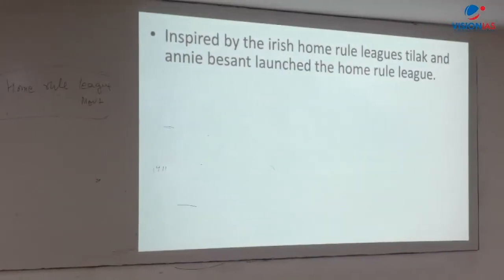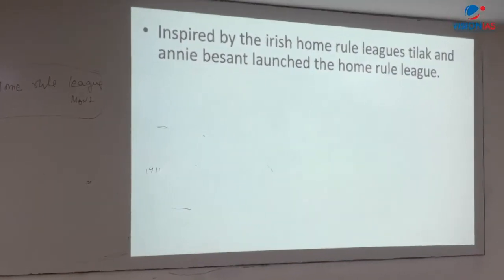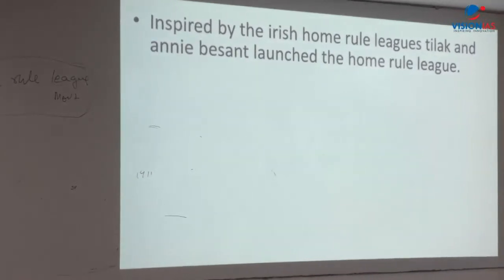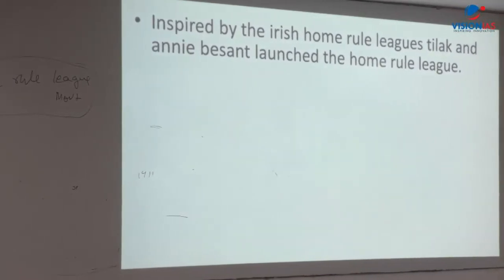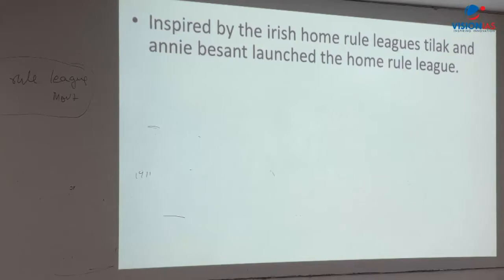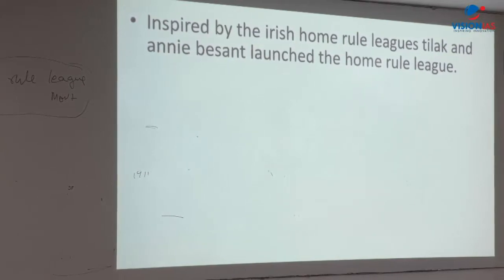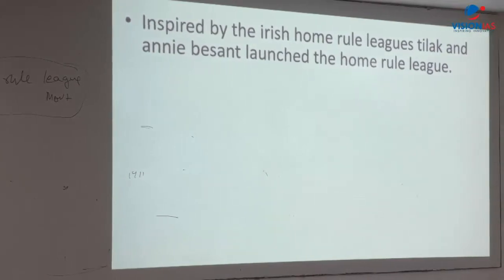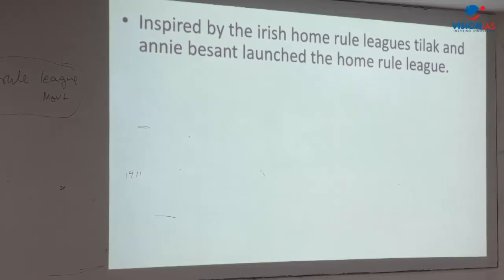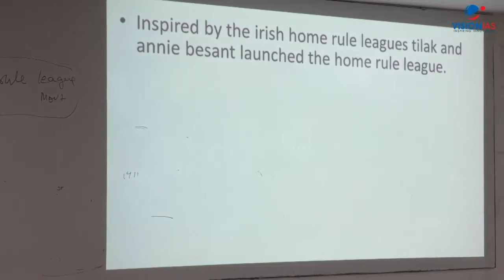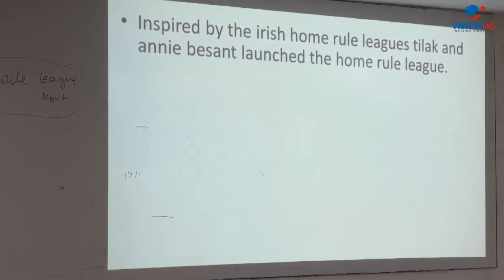Annie Besant was inspired by the Irish Home Rule Leagues, because at the same time there were Irish Home Rule Leagues in Ireland also, which had also been formed, and there the Irish had also demanded that the British should devolve power immediately after the war if they want the support of the Irish. So the United Kingdom has Ireland, Scotland, all of these things under the United Kingdom. Then they were the white colonies under the British.